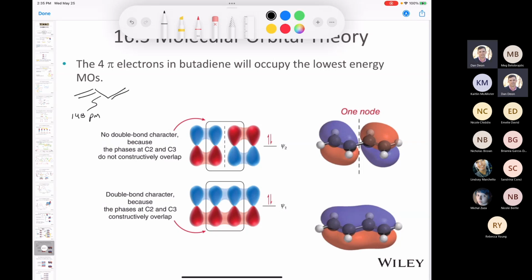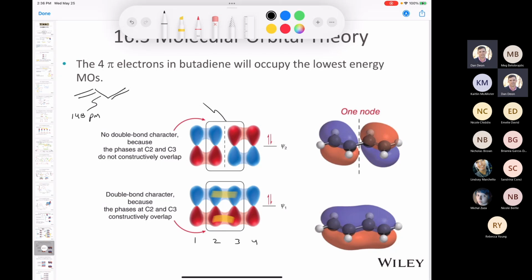If you look at Psi1, you see that we have overlap between carbons 2 and 3, right? This is carbon 1, 2, 3, 4. So you see that between carbon 2 and 3, we essentially have what's like a pi bond, right? Because we have overlapping between all of the p orbitals. Whereas in Psi2, we don't have overlap, so this shows why it's a single bond.